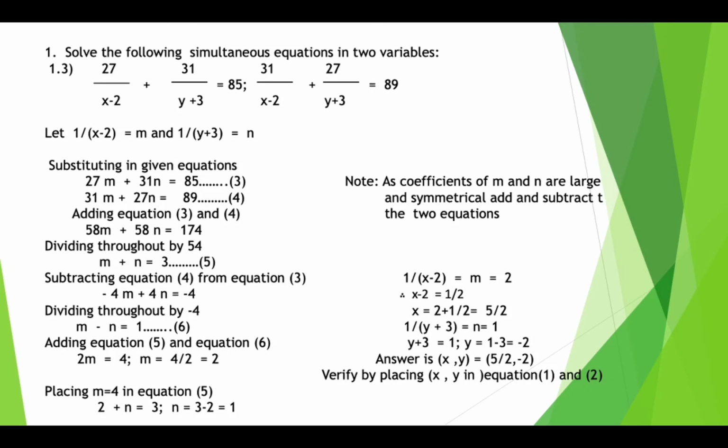Look at the third question. Very similar. Just replace 1 upon x minus 2 by m, 1 upon y plus 3 by n, and you solve these equations simultaneously. Here now these numbers are large but they look symmetrical, and therefore we are just adding these two equations first and getting a very simple equation. Similarly, by subtracting these equations we get a very simple equation in m and n. Solve them together to get m and n.